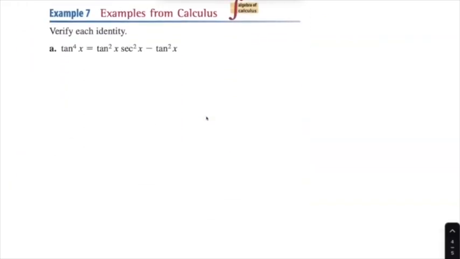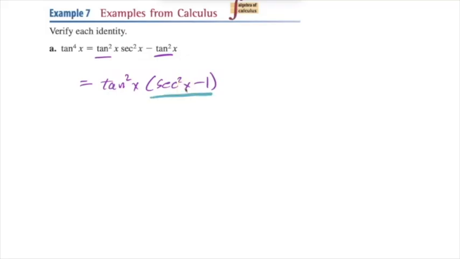Okay, last one. Verify this identity. I have tan to the fourth here, and then all this. Probably not going to work on this side. I'm going to work on this side. First thing I notice, there's a tan on both sides. Let's factor it out. Tan squared x, and I'm left with secant squared x minus 1. Well, if you notice, everything's a tan. That's a tan, this is a tan, that's something that's not a tan. Could we do something with this? And the answer is yeah.